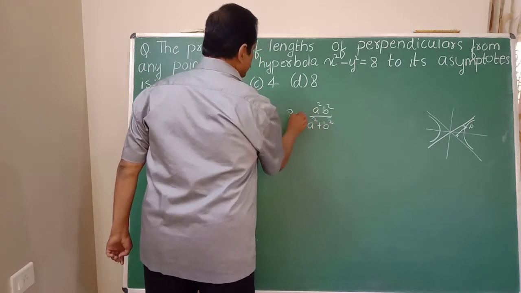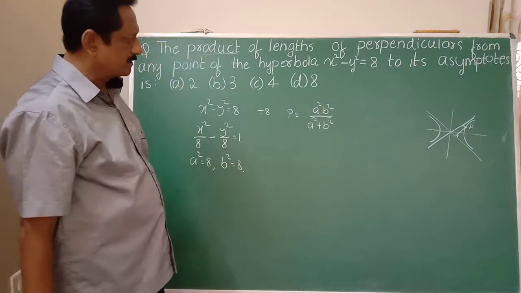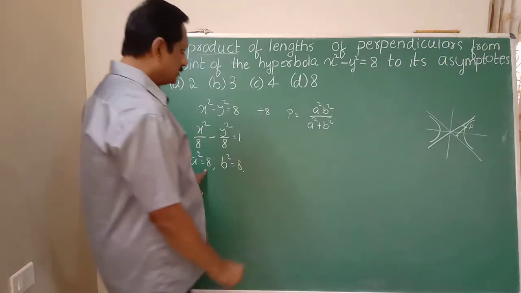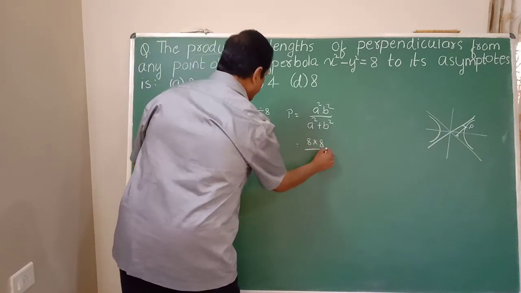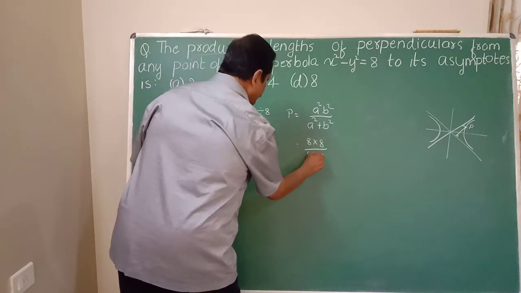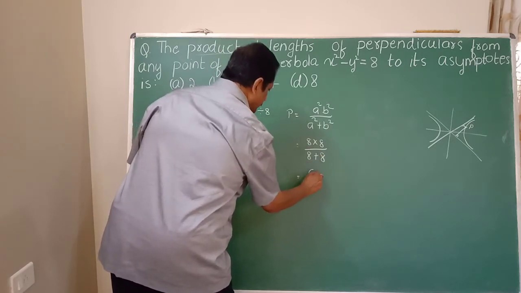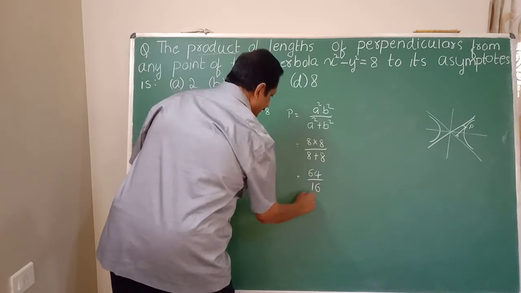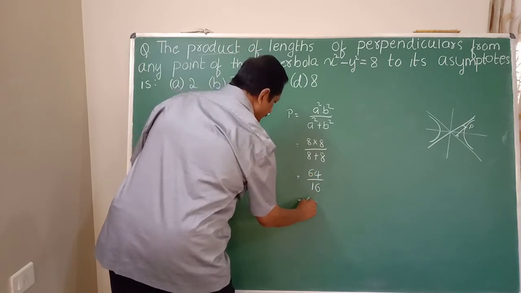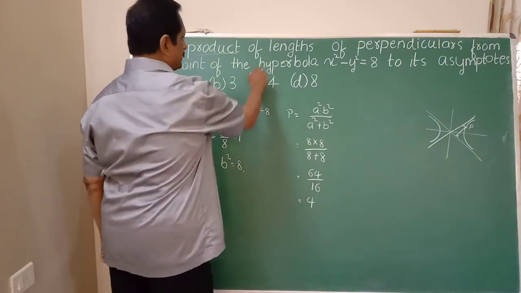So the required product P is equal to a square b square divided by a square plus b square. Therefore this is equal to 8 into 8 divided by 8 plus 8. 8 times 8 is 64 and 8 plus 8 is 16. 64 by 16 is 4. Therefore, C is the correct option.